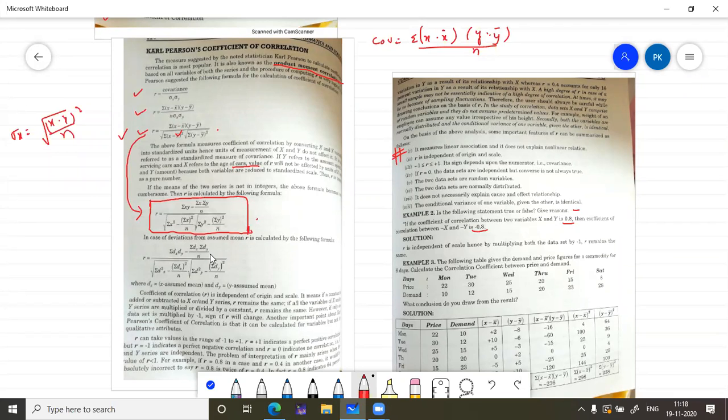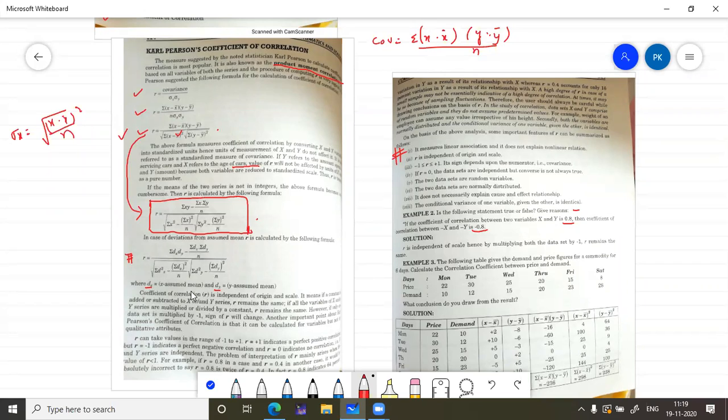Sometimes the data set is very complicated and lengthy, so we evaluate deviations from an assumed mean. Just like in the arithmetic mean you studied, we consider deviations from an assumed mean and then evaluate. So dx and dy are the deviations taken from the assumed mean. This is also another method for evaluating the coefficient of correlation. So these are the three and four formulas for evaluating Karl Pearson's coefficient of correlation.